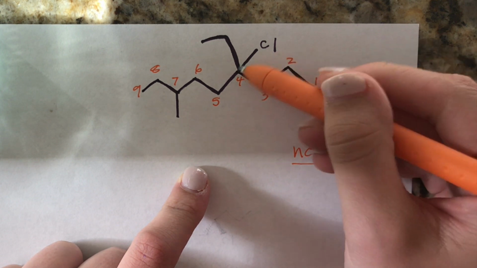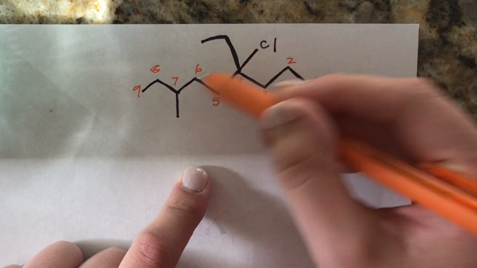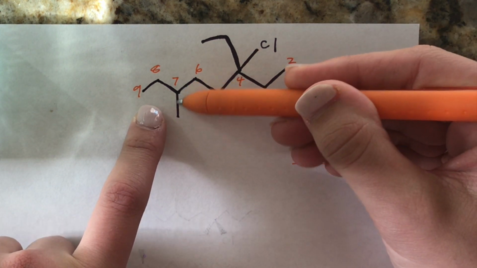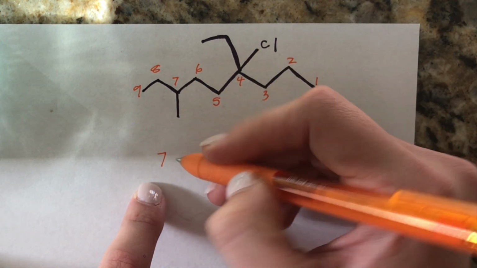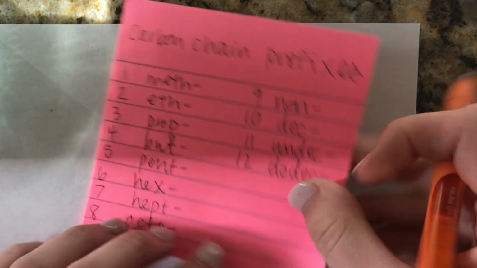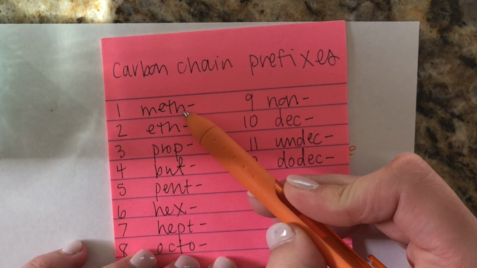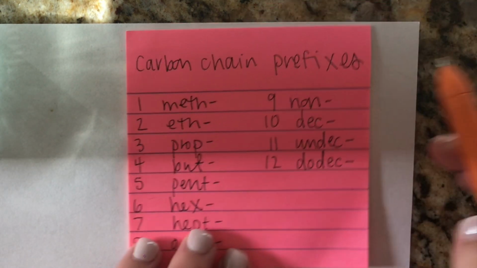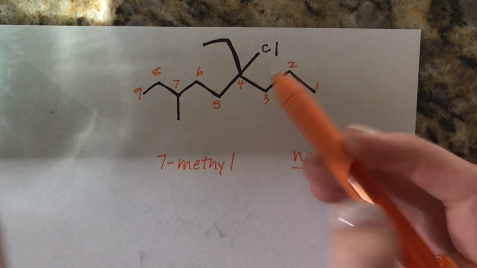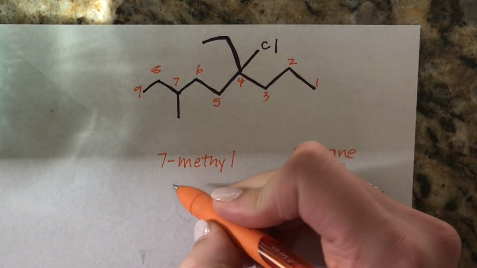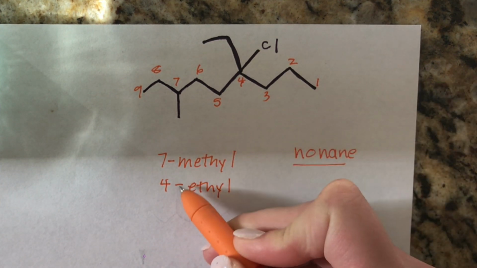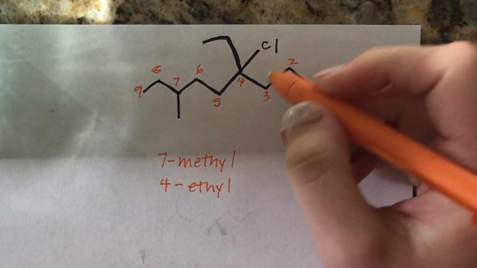What we're going to do is give these groups a place in the name. Right here on this 7th carbon, we have a methyl coming out of it. So I'm just going to make note that we have 7-methyl. And again, referencing our carbon prefixes, 1 carbon is just a methyl. On the same note, right here, we have 2 carbons. So that's going to be an ethyl, and that's attached to the 4th carbon. So 4-ethyl. And it's very important to put your dashes in between the number and then the name.